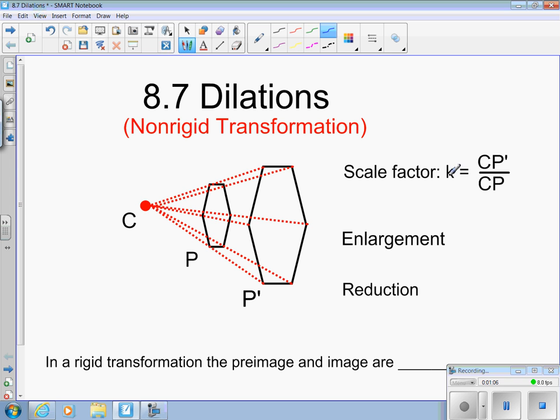So the scale factor, which we call K, from the center of dilation to P prime, remember P prime is the image, and P is the pre-image. So the pre-image goes on bottom. And this will make sense because if K is an enlargement, we want K to be greater than 1. And if it's a reduction, we want K to be less than 1. So if this number is smaller than the bottom, that means it shrank.